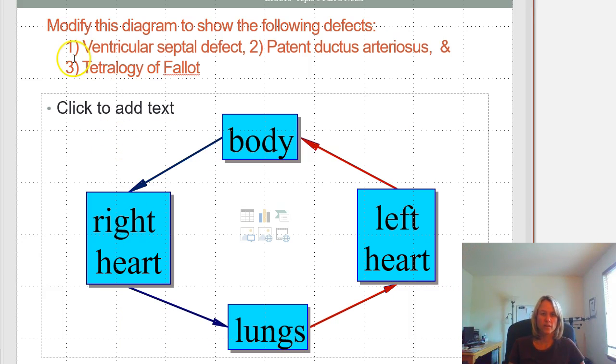Okay, so in this diagram, we want to show how this would look with a ventricular septal defect, a patent ductus, and tetralogy of Fallot. So in the normal, this is my little flow chart here, deoxygenated blood from the body goes to the right heart, pumps it to the lungs, pumps it to the left heart, and then the left heart pumps it out the aorta to the body.